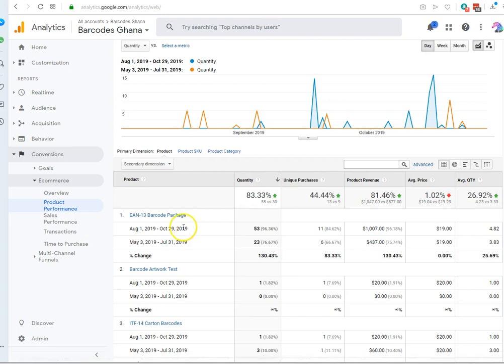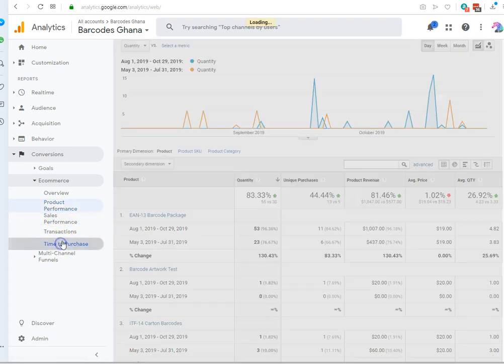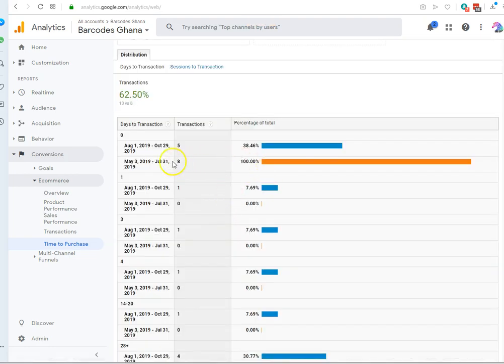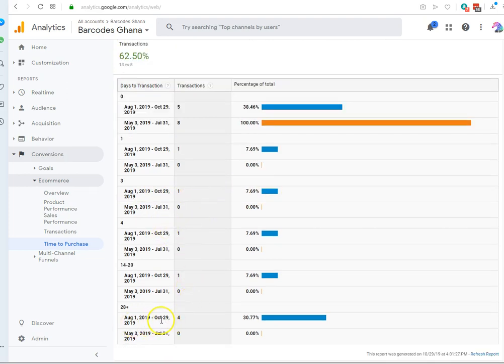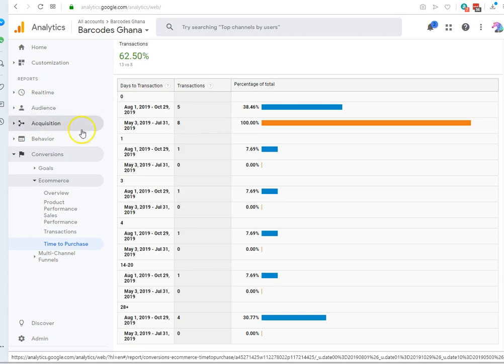You can't break anything in here. You just got to look and see, work it out. Okay, things like time to purchase are interesting. Okay, so most of our people purchase the same day. Days to transaction, 0. So they're transacting on the same day. And then one day, and then there's a few people that buy 28 days afterwards, but most of the sales are same day. So that's similar. You can look at it for yourself and see what you learn from it.